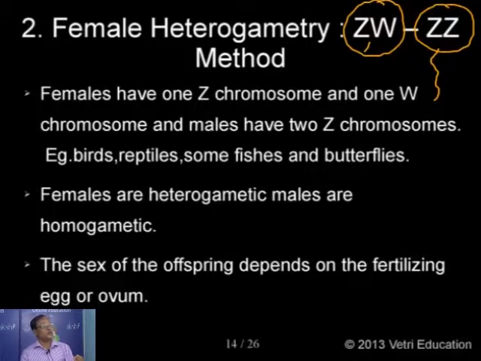So the sex of the individual depends on the pair. It is always the heterogametic sex that decides what type of individual will develop. Here, the eggs, that is, the female parent, decides, and in the previous category we have seen the male parent decides. This method of sex determination is very common in the case of birds, butterflies, some fishes and reptiles.